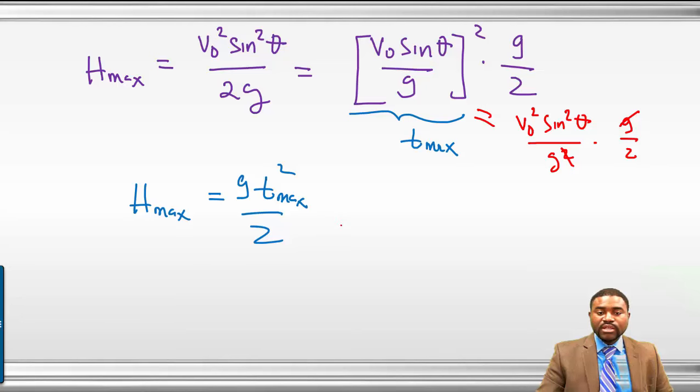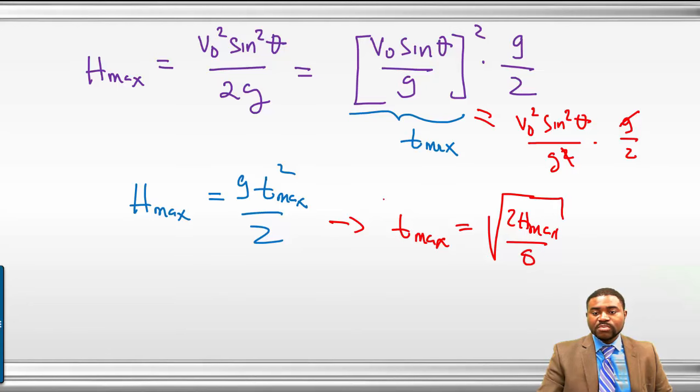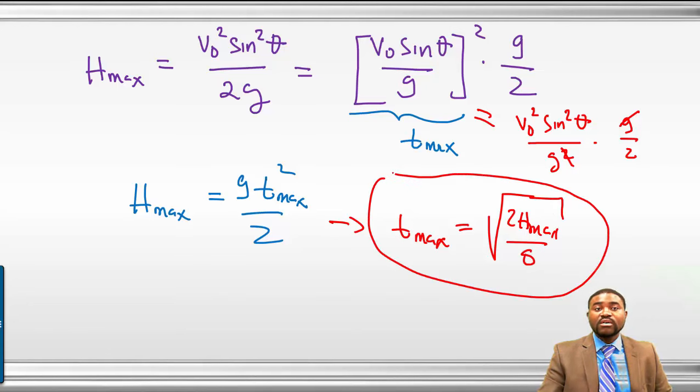Great. Looking at this, this would mean that t max is equal to the square root of 2h max divided by g. Have you seen this expression before? You see that it's the same, right? Expressed in a different way. What is this telling us? That the time to reach maximum height is proportional to the maximum height, right? So if you have two projectiles, one with a greater maximum height, definitely you will take more time to climb a taller mountain than to climb a shorter mountain, isn't it?